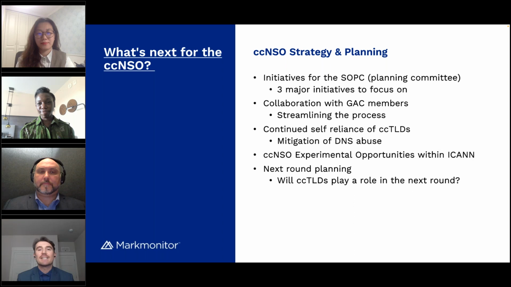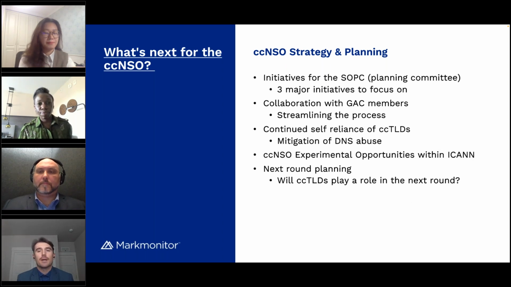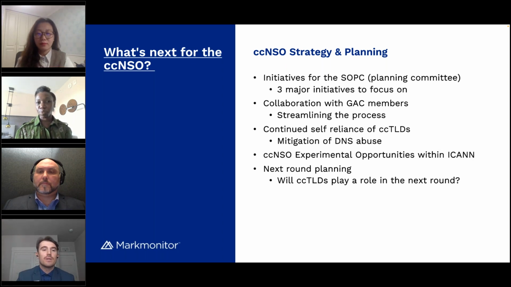Two, facilitating the DNS ecosystem improvements within various ccTLDs, ensuring that root servers still function the way that they're supposed to. And three, supporting the evolution and strengthening of the root server system and root zone management. From there, the ccNSO is also looking to collaborate closer with GAC members from their region directly, shifting from working through intermediary groups such as the public safety group. And this leads into the continued self-regulation of ccTLDs.